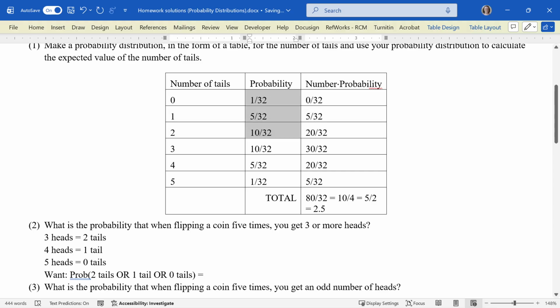Since these rows are mutually exclusive, the event described over here cannot happen.